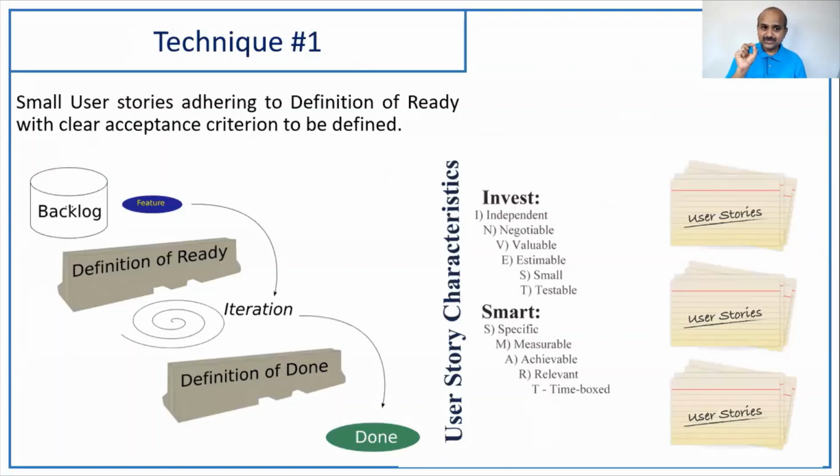Many a time, what happens is you pick up large stories, you pick up stories where the definition of ready is not comprehensive. That means you have certain dependencies on third parties, and you know that the dependencies are there. You know there's a risk that you may not get those dependencies resolved. Still, you pick up those stories. So what happens is you end up not completing the story. So the team will say, what can I do? I'm waiting on it, and I can't do it.